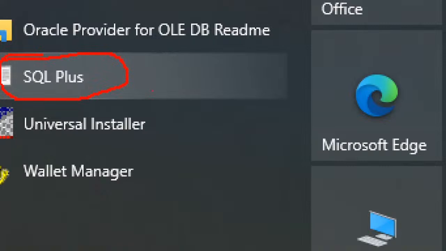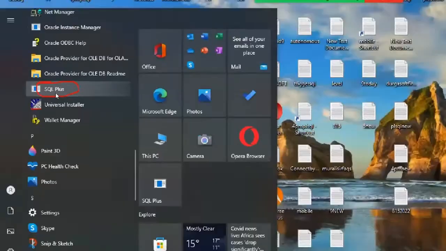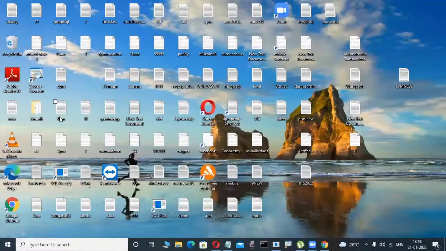SQL Plus is a default tool. Again, SQL Developer is a tool, that is a GUI tool. That tool you can also install, not a problem. Again, SQL Navigator is a tool, Toad is a tool. Those are all explicit GUI tools. But SQL Plus you are not required to load. Once we load the Oracle software, the SQL Plus tool is automatically available.